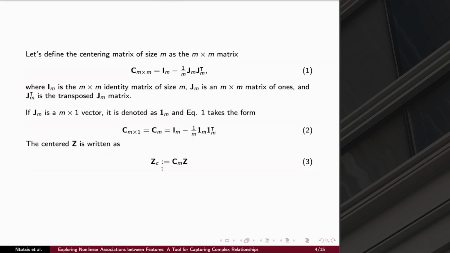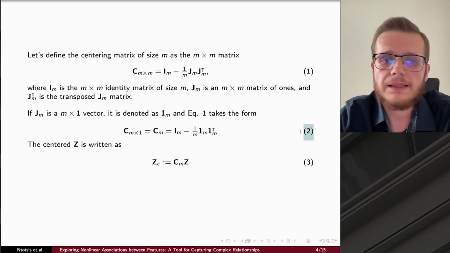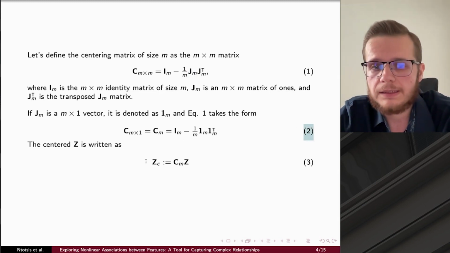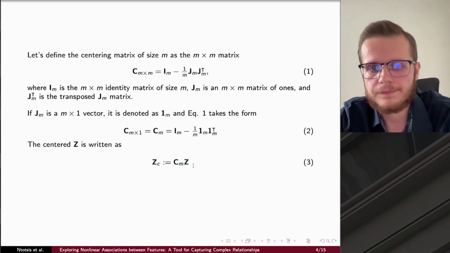Now, let's define the centering matrix of size M as the M times M matrix C, given in equation number 1. In this equation, I is the identity matrix and J is the matrix of ones. Now, in the case where J is a vector instead of a matrix, equation number 1 takes the form seen in equation number 2. Based on all of that, the centering of a typical matrix such as Z is written as in equation number 3.